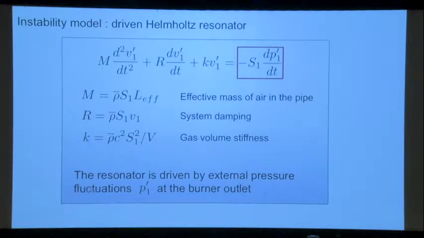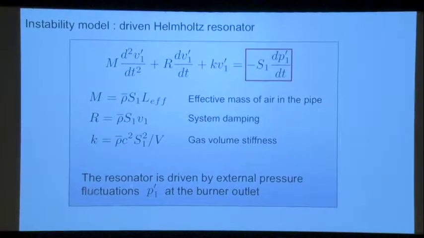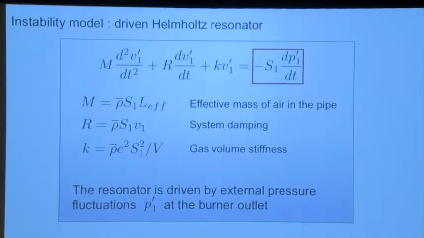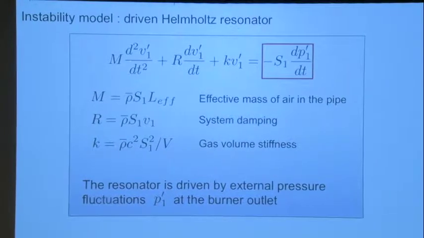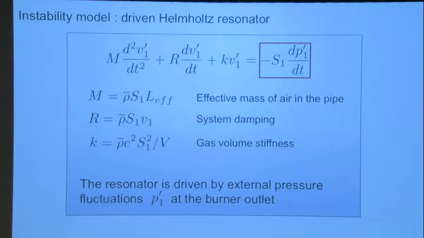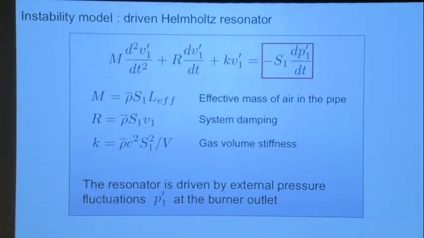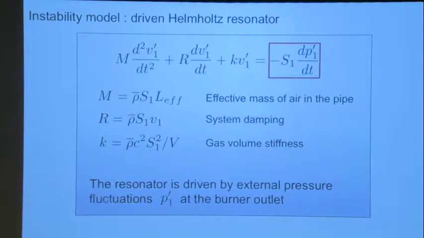And when you write down the equations, I'm not going to do that, but it's in the paper. You get a system which is second order, which has, you see, the second order derivative of the velocity, first order, and the zero and the velocity itself. And then you have a driver, and the driver here is the rate of change of pressure affecting the surface here. You find out that it's the pressure that comes back towards the resonator that appears here.